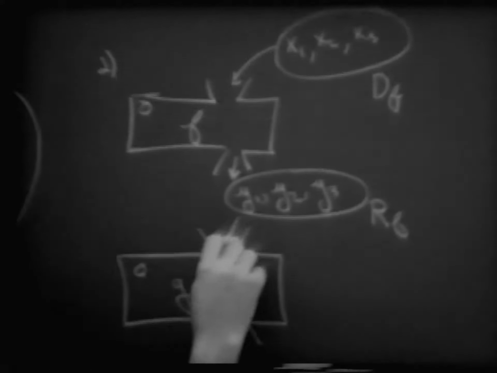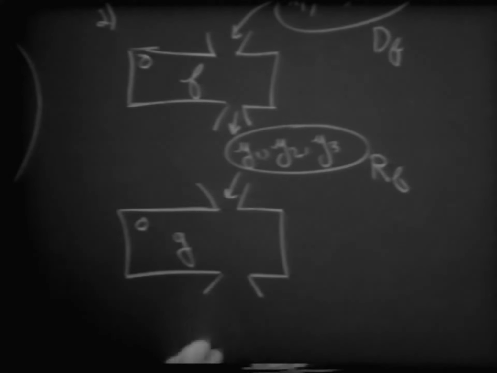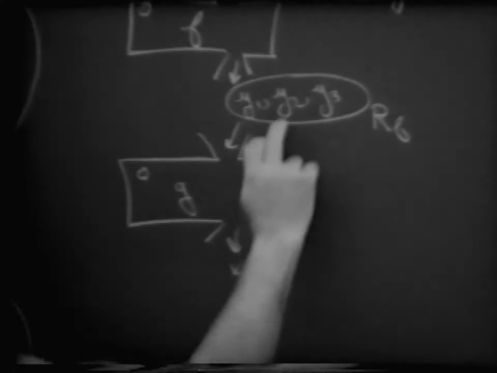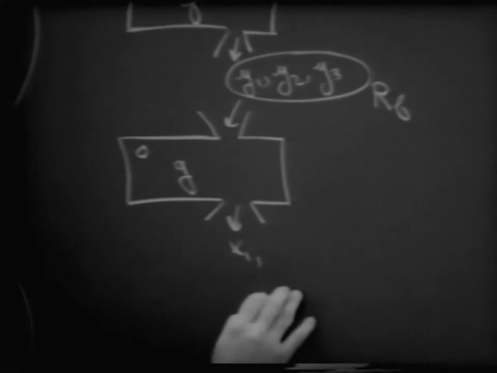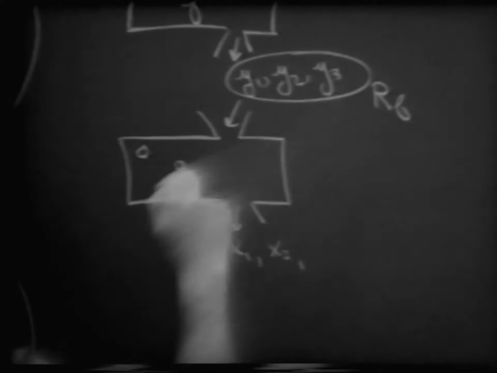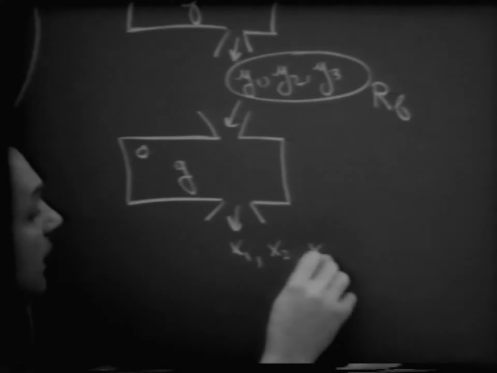Now, for example, y sub 1 is going to be mapped into what element through the G function? From our second mapping diagram, it is going to be mapped into x sub 1. Y sub 2 is going to be mapped into x sub 2, and y sub 3, when it goes through the G function, is going to be mapped into x sub 3.